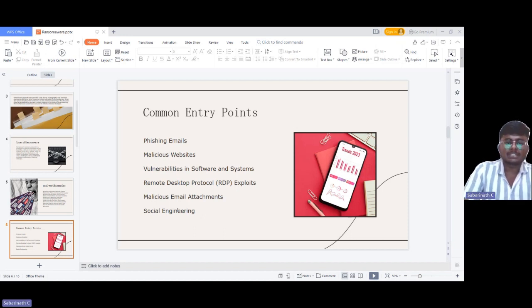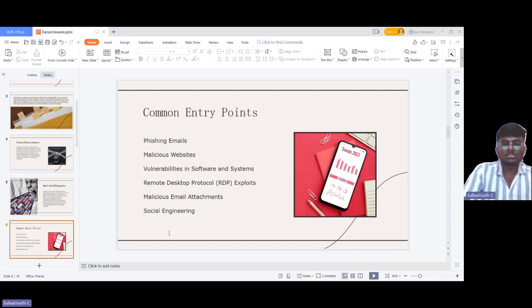Email attachments. Ransomware attachments often come disguised as innocent files such as PDFs or Word documents. Once opened, these files execute the ransomware code, initiating the encryption process.